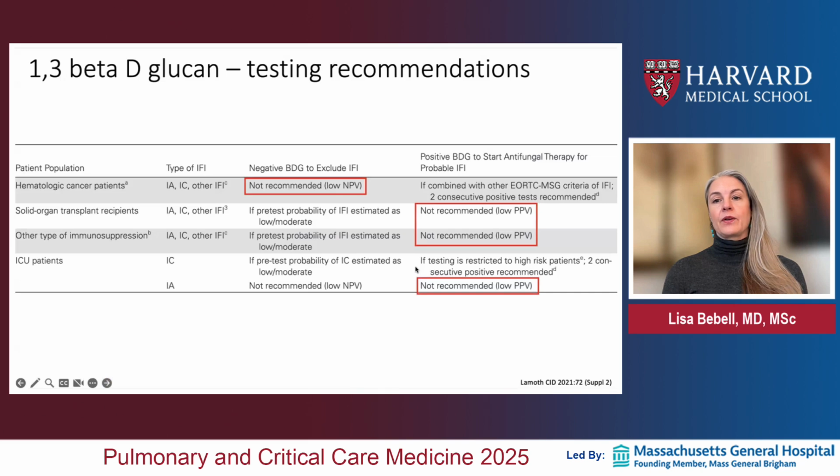I also want to point out that a positive glucan should not be used to start antifungal therapy in solid organ transplant recipients or other types of immunosuppressed patients. And it's also not recommended in your general ICU population. So I think really this test is best used in hematologic cancer patients, and it's most helpful when it's positive for further workup or for initiating therapy.